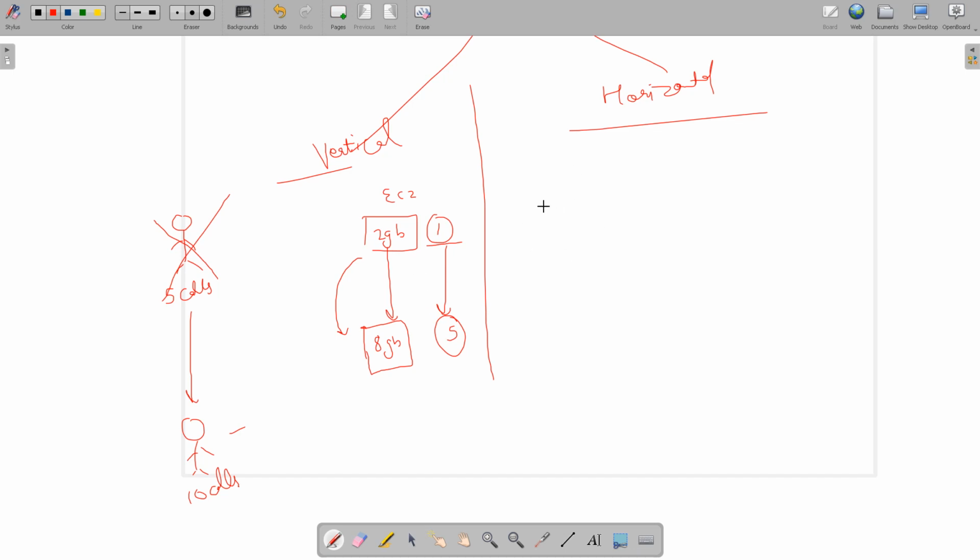Now let's discuss the horizontal part. What is horizontal scaling? Let us suppose you have a person capable of handling 5 calls. Same example. Now your business grows, so you hire another person. Instead of firing, you hired another person who is also capable of handling 5 calls.